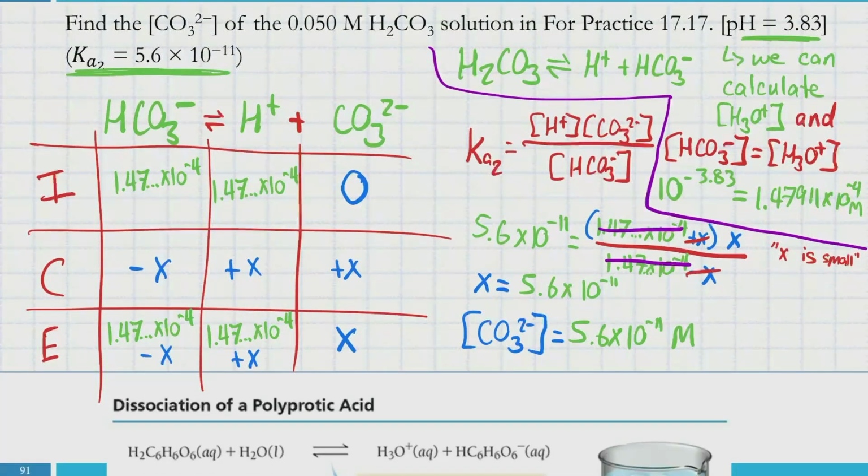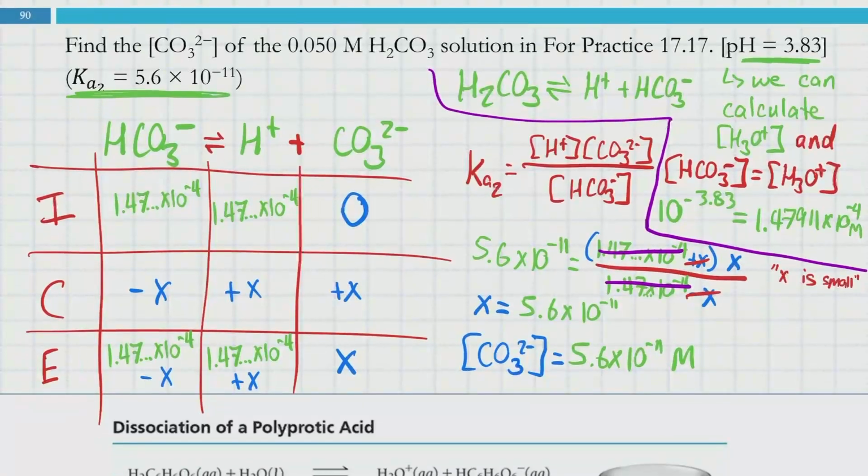And what are you looking for for x is small between the two values? We're looking at the size of our initial concentration and the size of our Ka value, or the size of what we get for x. So in this case, x is 5.6 times 10 to the minus 11. So I'll write in the check for our x is small. 5.6 times 10 to the minus 11 over our initial concentration, which is times 10 to the minus 4.